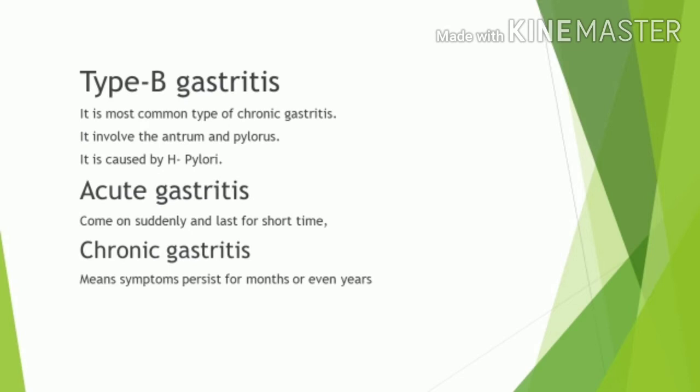Type B gastritis. It is the most common type of chronic gastritis. It involves the antrum and pylorus. It is caused by H. pylori. Acute gastritis comes on suddenly and lasts for a short period of time. Chronic gastritis means symptoms persist for months or years.